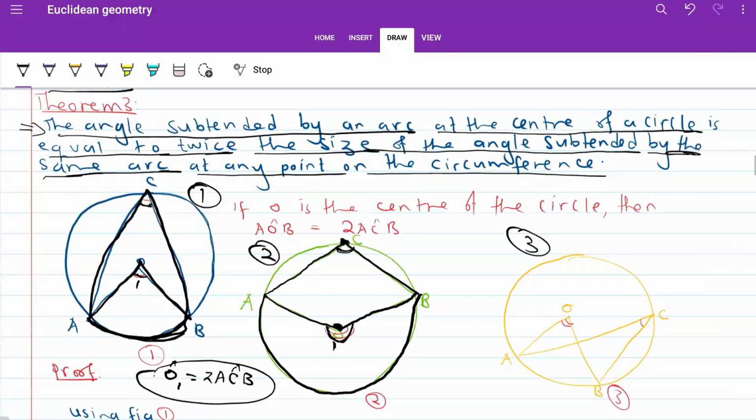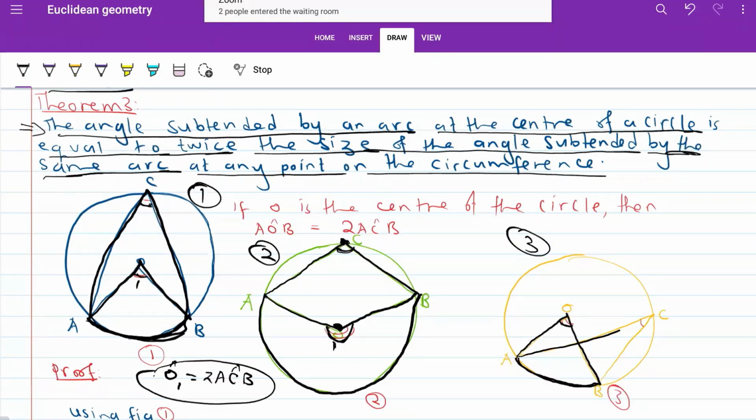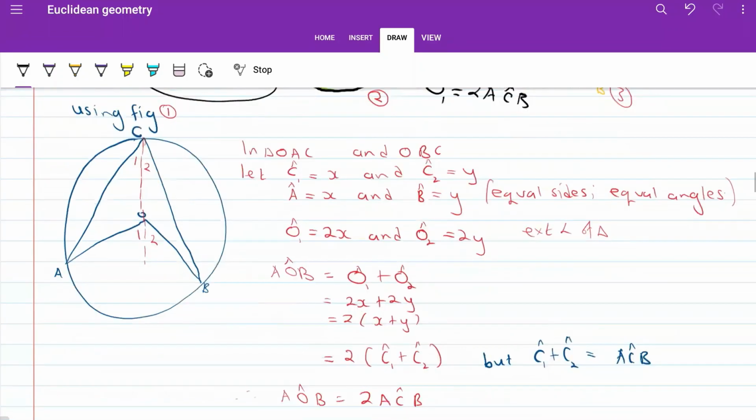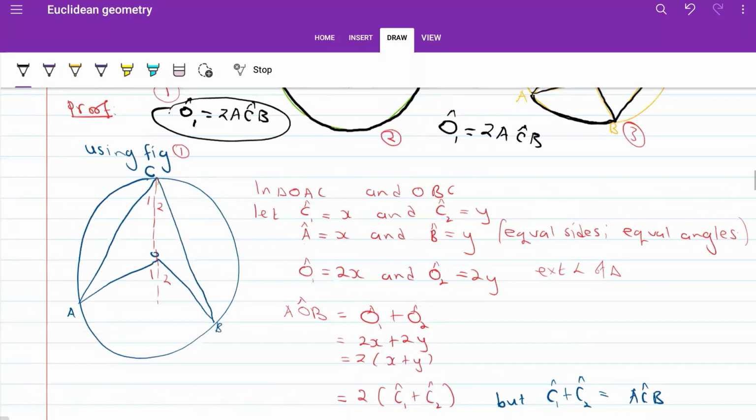We go back and look at diagram 3. With diagram 3, our arc AB actually subtends an acute angle at the center of the circle, and then also subtends an angle at point C on the circumference. So still, according to our theorem number 3, angle O1 should be twice the size of angle ACB. So that's what theorem number 3 is about, and this is the proof of it.